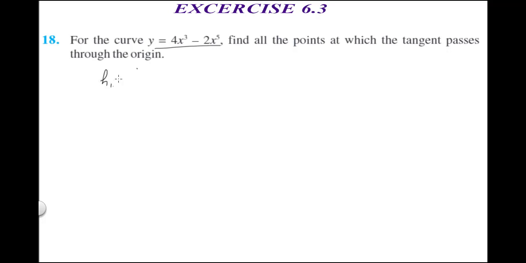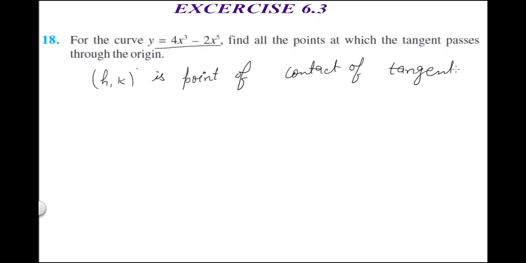Now let us suppose (h, k) is the point of contact, the point on which the tangent is drawn. Clear? Point of contact of the tangent. That means this point is on the curve and we have drawn the tangent at this point, so it will satisfy the equation of the curve. We will have k equals 4h cube minus 2h to the power 5. Let us name it as equation number 1.